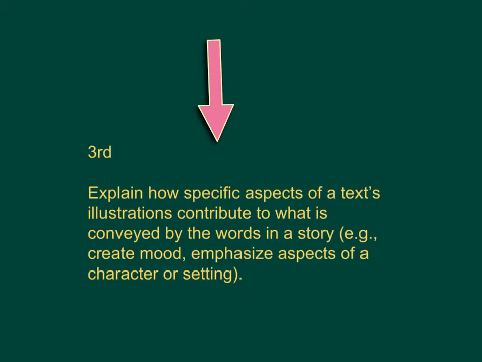In third grade, it's expected that students will explain how specific aspects of a text's illustrations contribute to what is conveyed by the words in a story. How could the text's illustrations create mood or emphasize aspects of a character? Like in How the Whale Got His Throat, the whale is viewed as powerful because it can slap its tail down onto the sea and make the sea froth. And also the size versus the small 'stute fish, which is such a tiny, small fish, and he really emphasizes that.